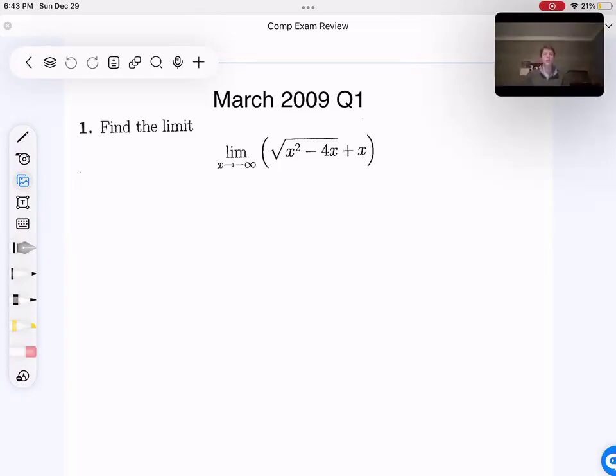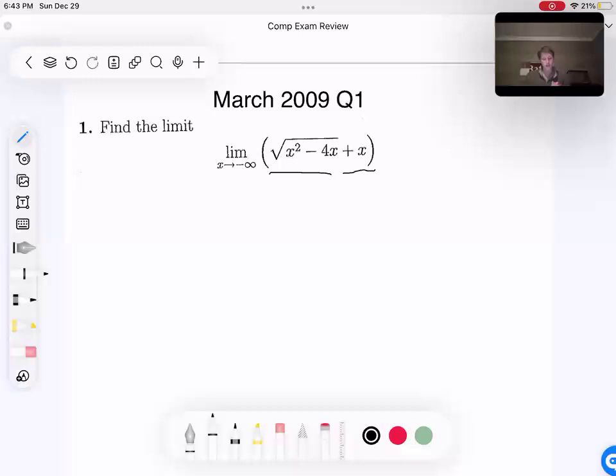Today, we are going to be talking about limits, which is a topic from Calculus 1. And we're specifically going to be taking a look at this problem from the March 2009 comprehensive exam, question number 1. So the limit that we are trying to compute is the limit as x approaches negative infinity of this expression right here, the square root of x squared minus 4x plus x.